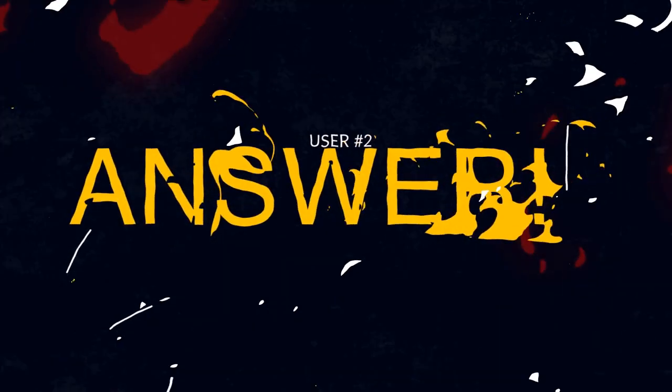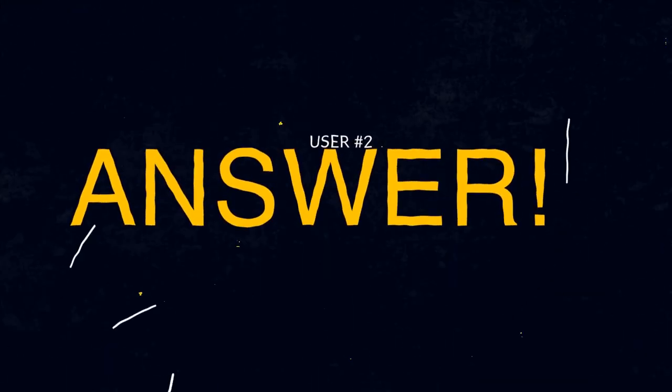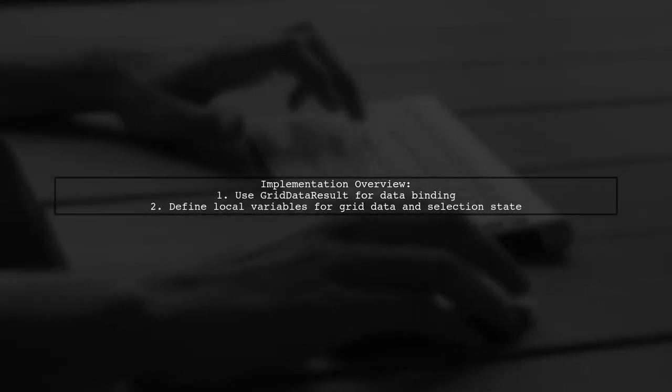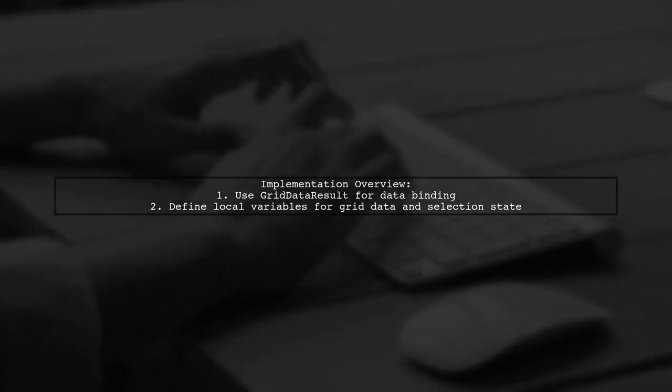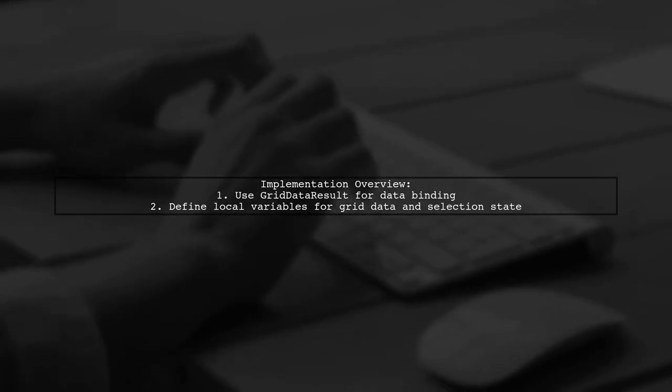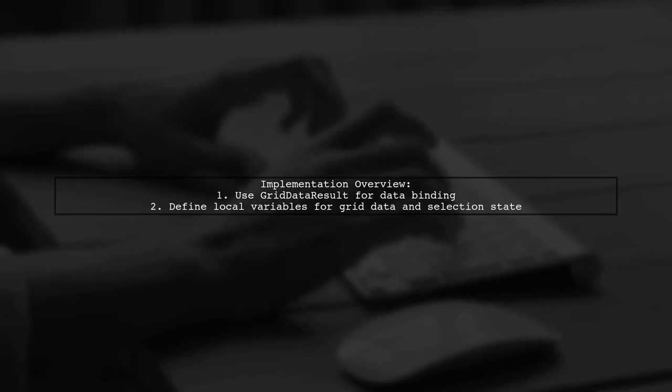Let's now look at another user-suggested answer. In this implementation of a Kendo Angular 2 grid with a checkbox column, the user utilizes GridDataResult for data binding. They define local variables to manage grid data and selection state.